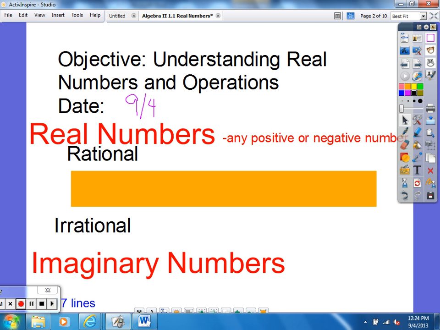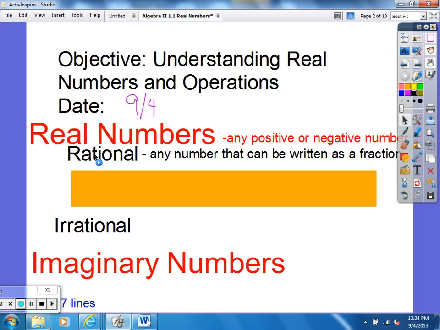A rational number is any number that can be written as a fraction. So 7 is 7 over 1. 1/8 is a fraction. 2.7 technically is a fraction. 2 and 7/10, right? What about 0.5? Would that be rational? What do you guys think? Yeah, 0.5 is 1/2. What about 0.3333333?